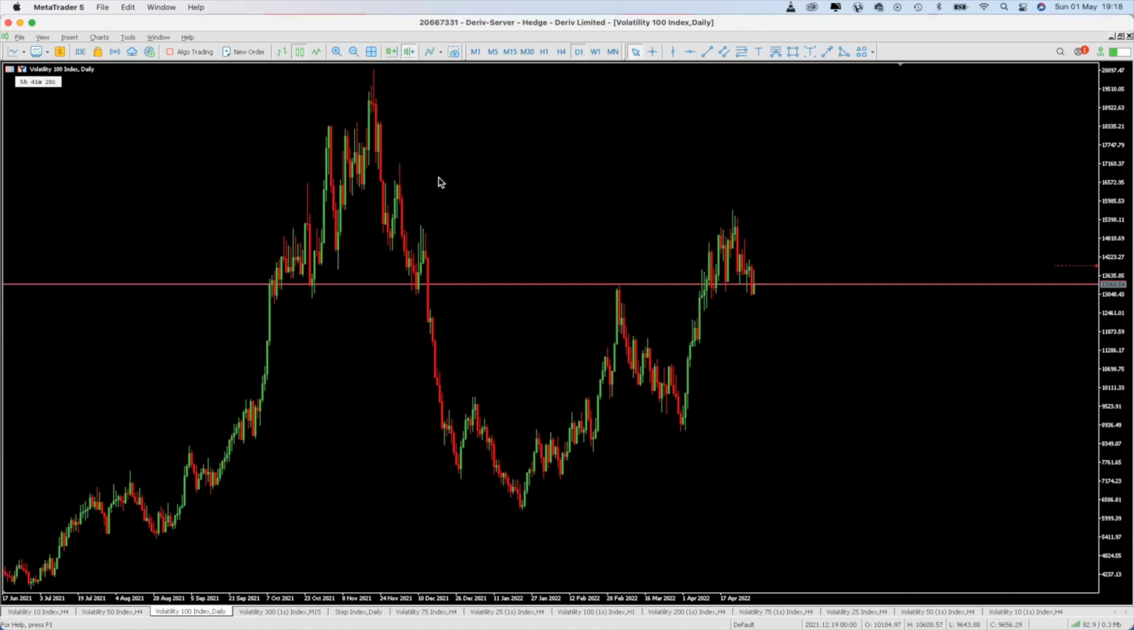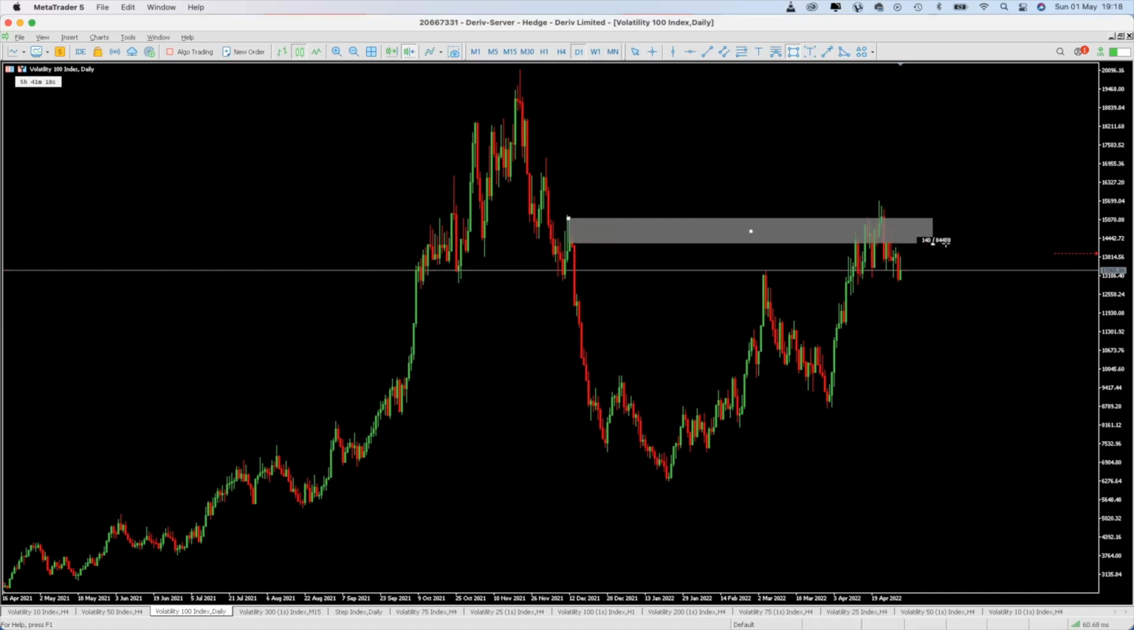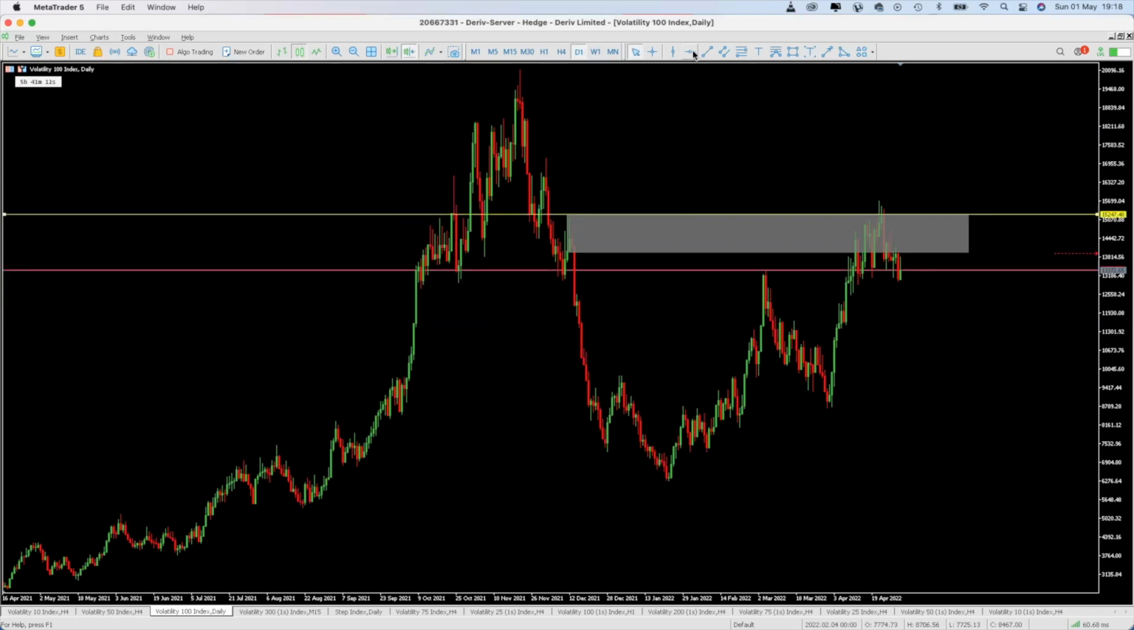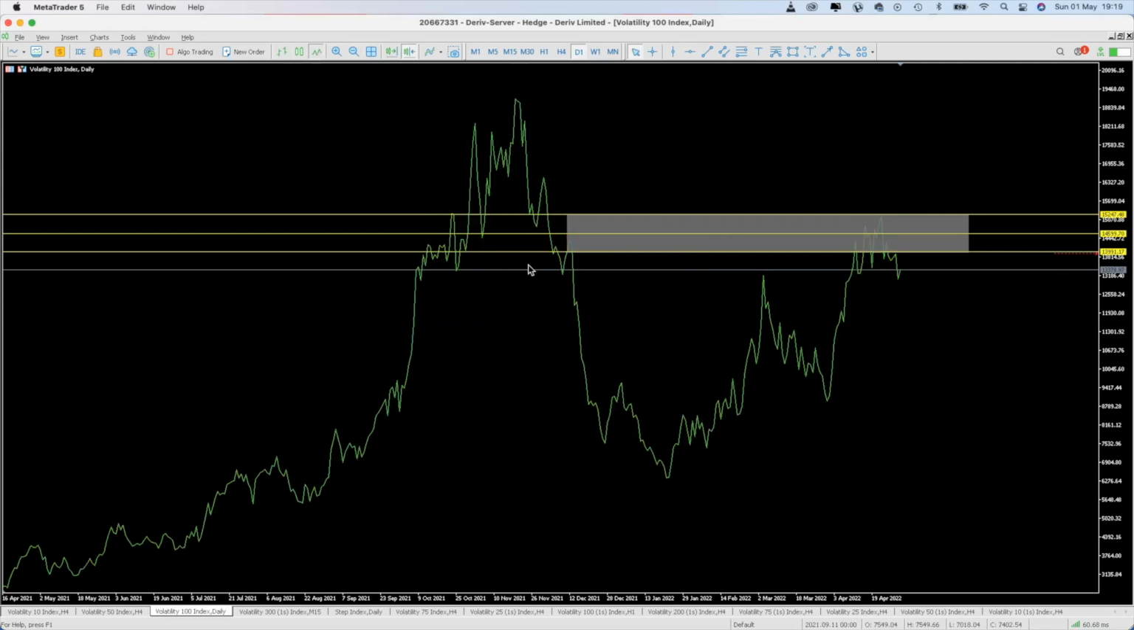You can clearly see that this was an uptrend. There's an order block right here. There's an order block right there. 100%, 50%, and 0%. If I switch it to the line, you can see that the market made high, high, high, and in this area we're starting to see some form of pullback.